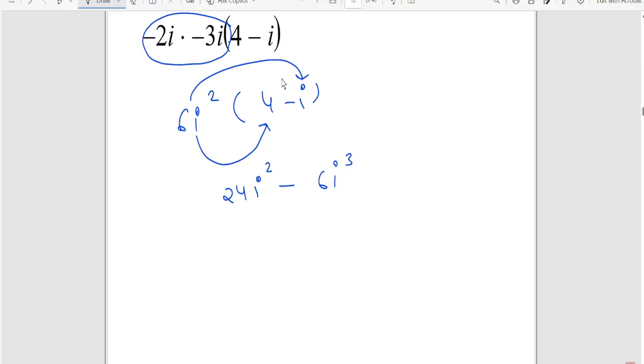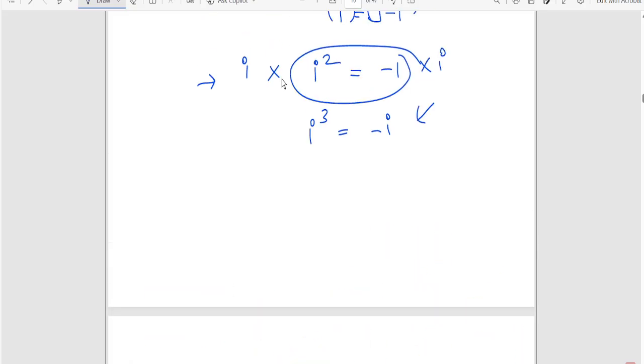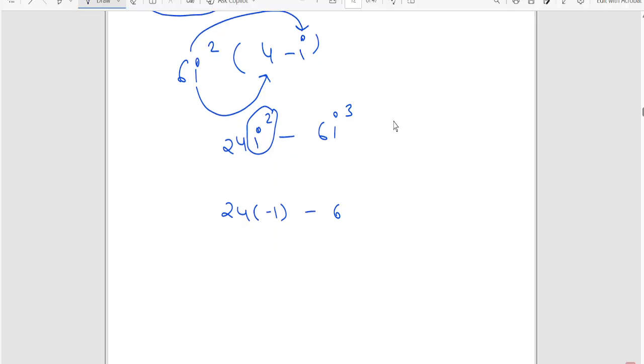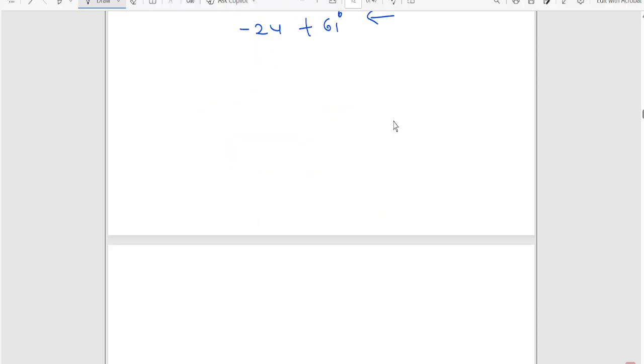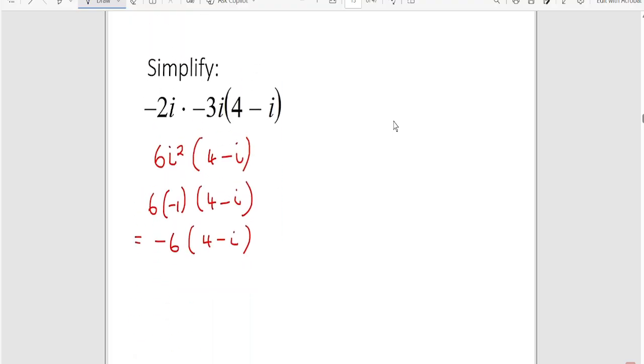So i squared is negative 1. So in place of this i squared, I can plug in negative 1, minus 6. As I told you here, i cubed is equivalent to negative i, right? So in place of i cubed, I can just plug in negative i. So this will become negative 24, and this negative negative will become positive 6i, right? So that's my answer. That's how we can solve these types of questions.